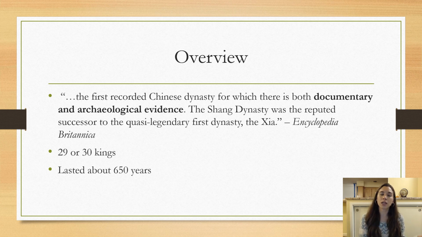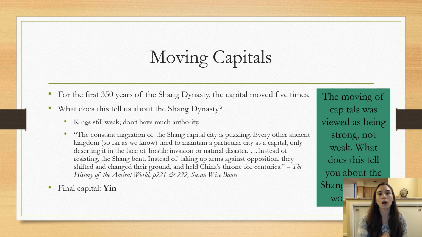So there were 29 or 30 kings in the Shang Dynasty, and it lasted for about 650 years. Something that's really interesting about the Shang Dynasty is that its capital moved 5 times in the first 350 years of the Shang Dynasty.